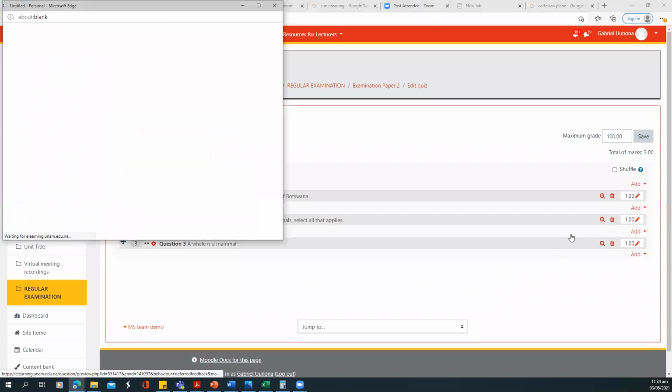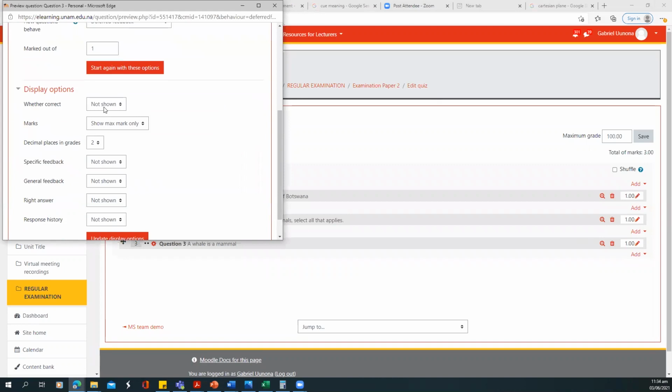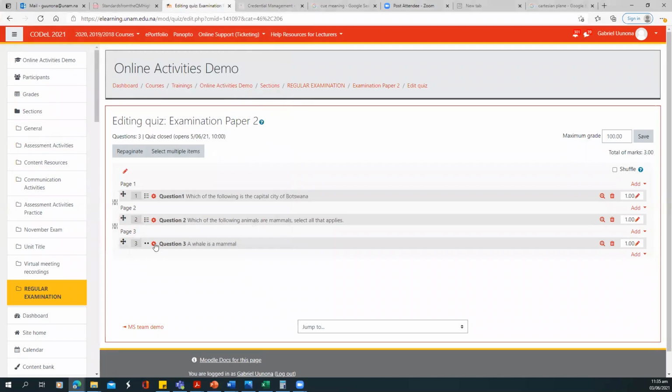If you preview it, you will notice that a whale is a mammal. Then the student needs to select one. Is it true or is it false? Since we indicated that it's true, the system will mark us wrong if somebody selects false. Now back to the editing. Any question that you have already added and you want to edit, you click on the setting, the gear sort of icon. It's the same for every question.